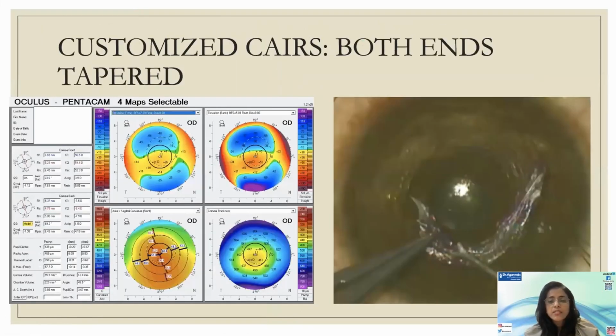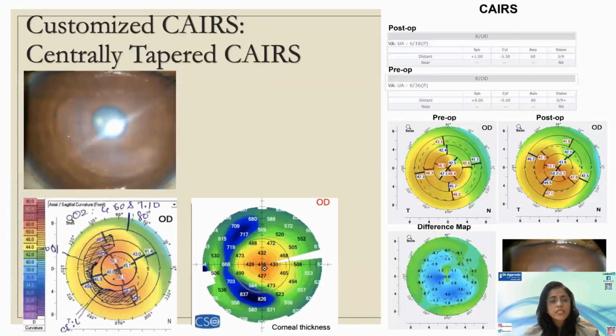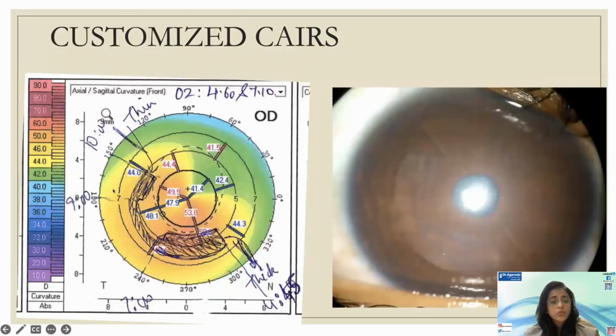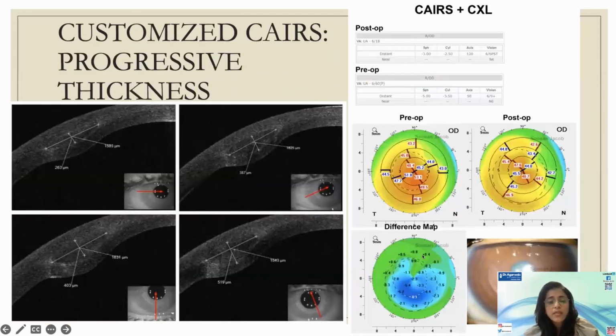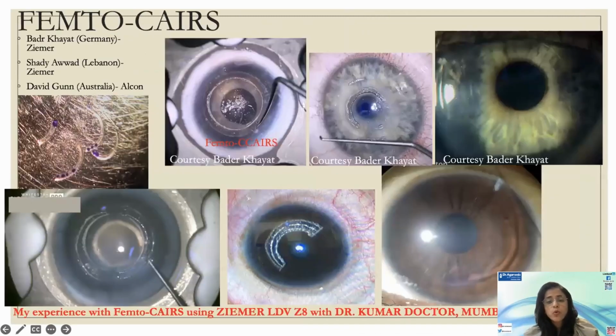And these are, of course, all different kinds of customizations that you can do. You can even do centrally tapered, as you can see here, exquisite customization, actually. You can do two rectangles connected by a small band, and all of these, as you can see, can be exactly translated into the patient's eye, depending on where you want more flattening and where you want less flattening.